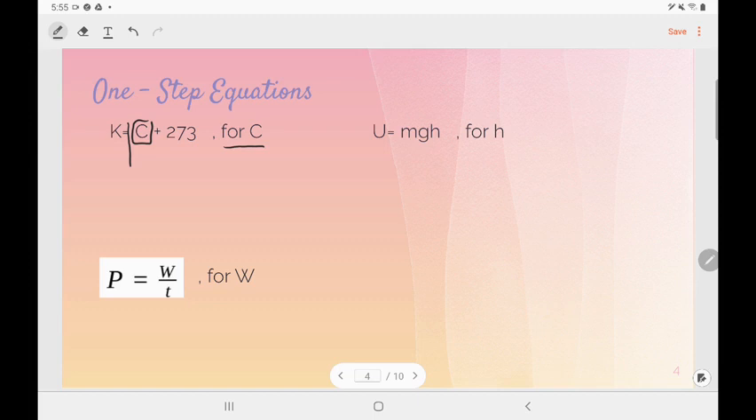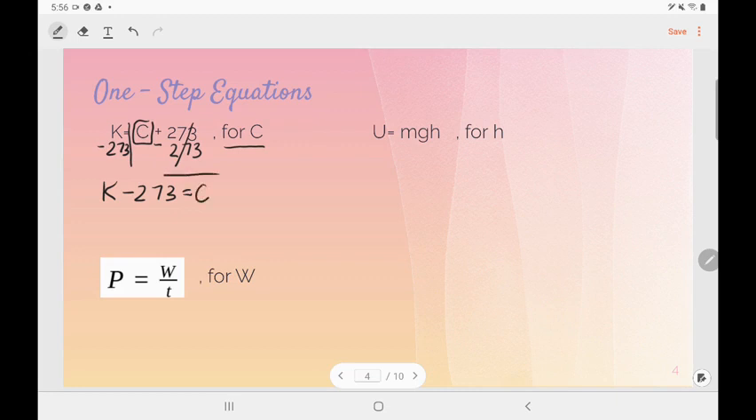I notice that 273 is being added, so I am going to subtract. So minus 273 from the right side, minus 273 from the left side, and that cancels on the right. And as I go to simplify the left-hand side, I notice that I cannot actually subtract 273 from k, so I just write it horizontally. K minus 273 is equal to c, and that is my final answer.